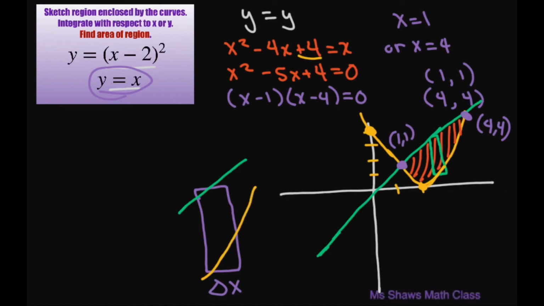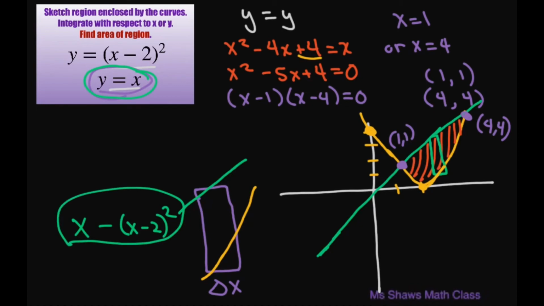Again, just sketches. So since we're integrating with respect to x, we're looking at the upper minus the lower. The upper is the green, which is this one. So you're going to do x minus the lower, and the lower is this one. So it's going to be x minus (x minus 2) squared. And that's how we're going to set up our integration as we go from 1, because this is where it starts, 1 to 4. From this part right here.